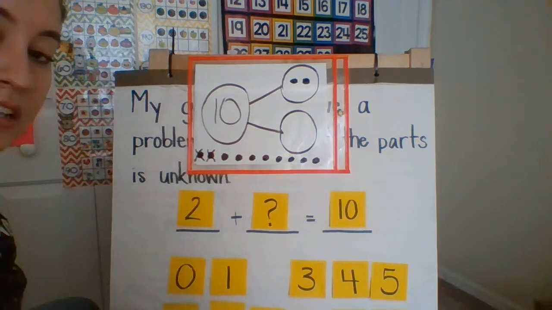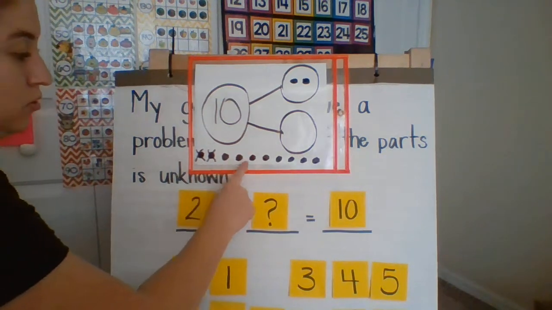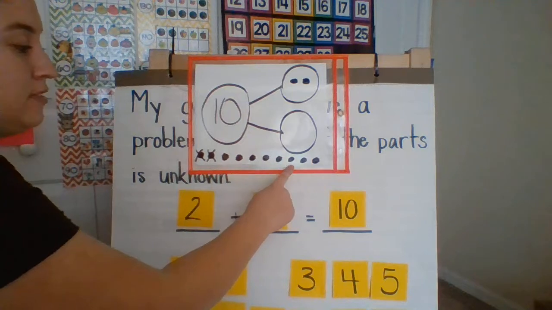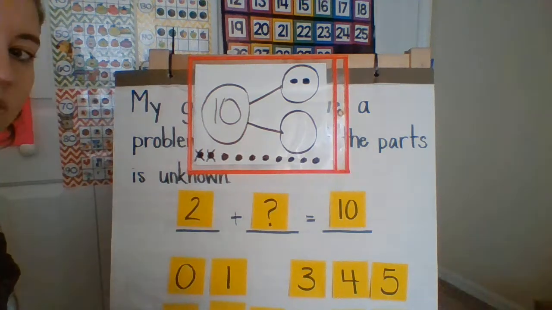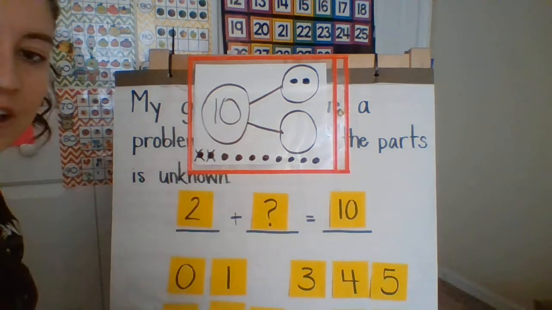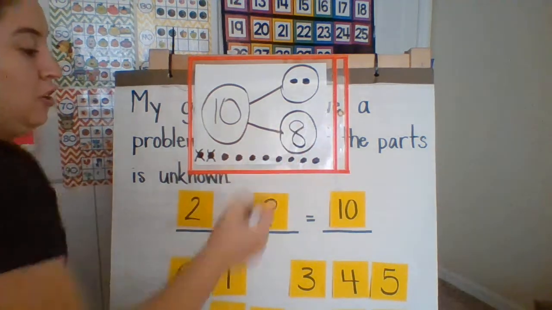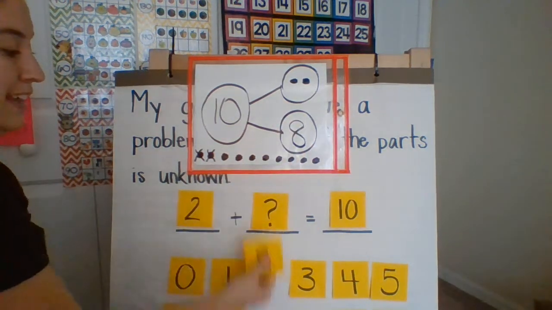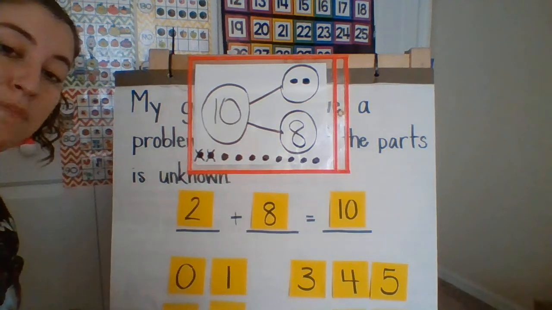How many dots do I have left? 1, 2, 3, 4, 5, 6, 7, 8. Did you get 8 in your other pile? When you pulled 2 out, were you left with 8? You should have been. So 2 plus 8 equals 10. That is one of our number pairs.